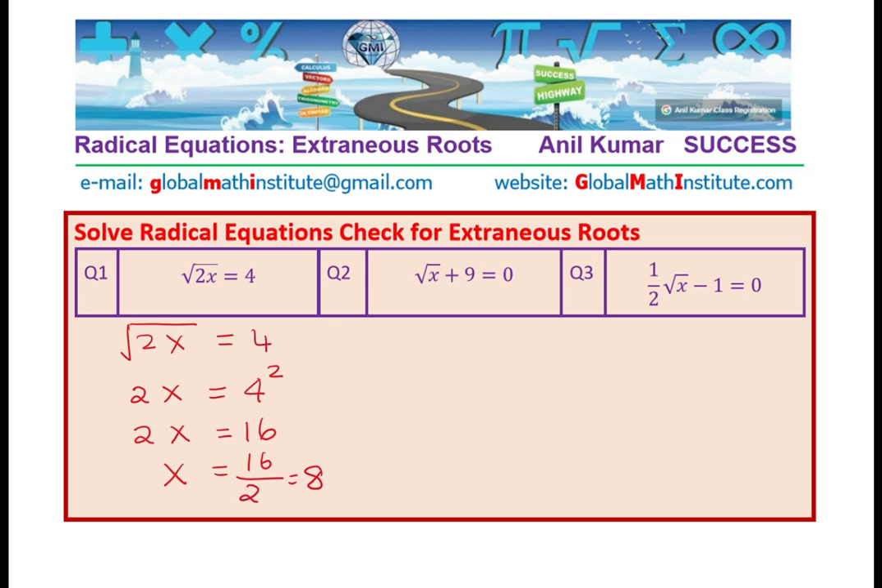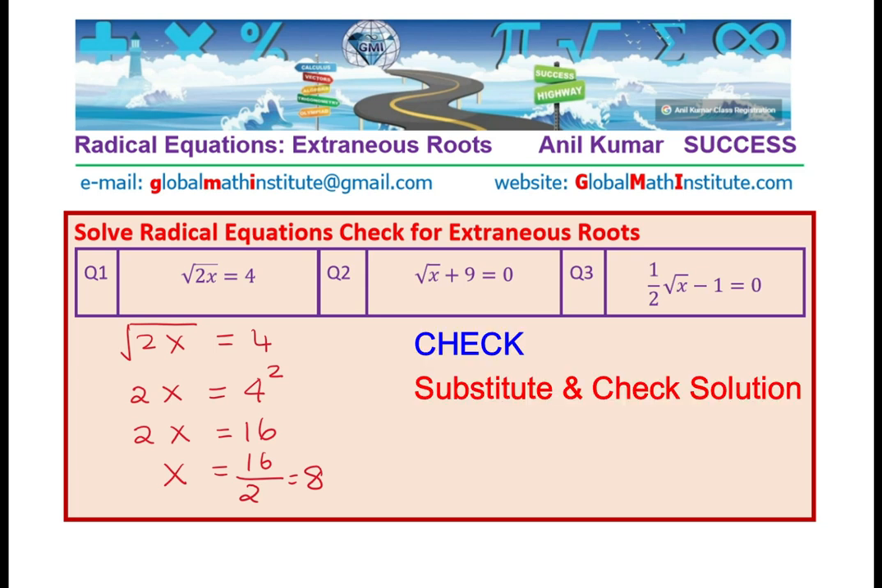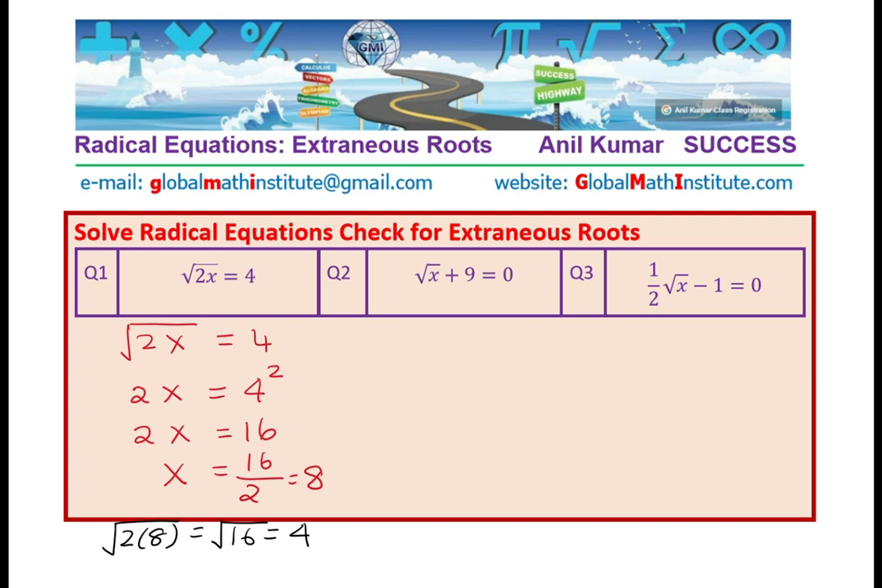So you can always check this answer, right? Substituting 8 back into the equation, what do we get? We get square root of 2 times 8, which is square root of 16, and which is equal to 4. And it is equal to the right hand side. So that is the perfect solution. Now, let's take up the next question.